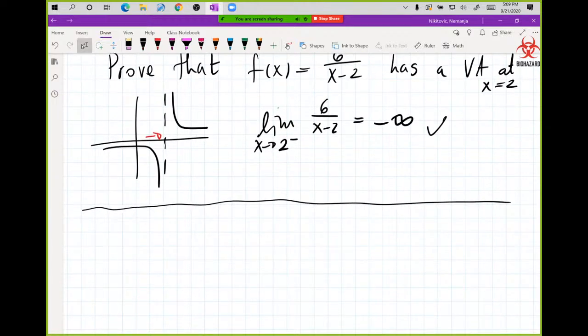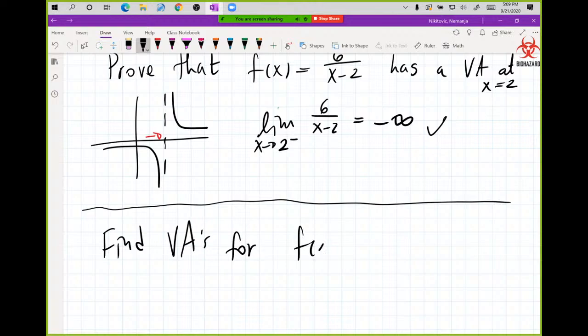All right, so now we're going to go with another example that would probably get you in trouble if you've seen it in your pre-calculus course. So find the vertical asymptotes for f of x equals x minus 6 over x squared minus 36.